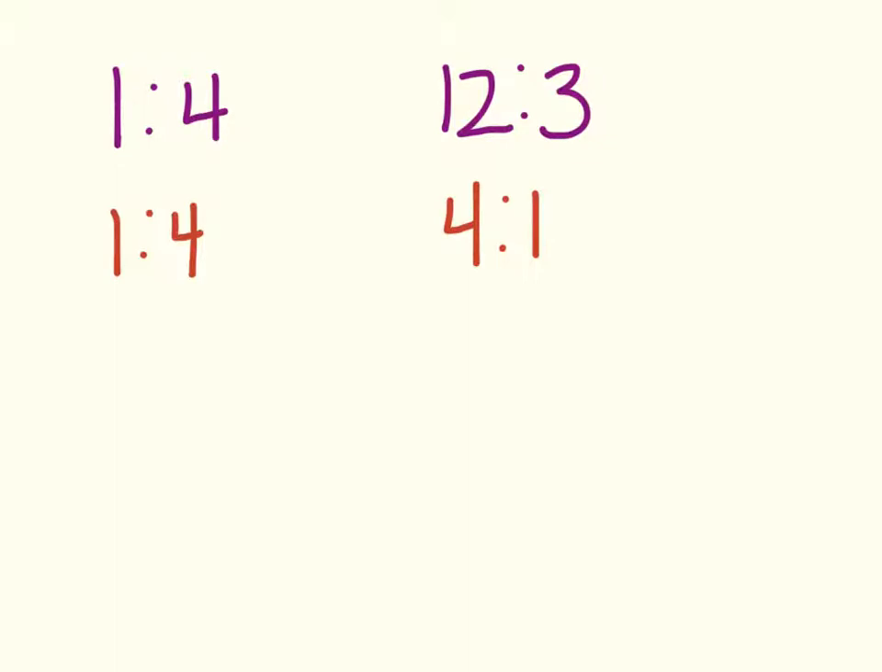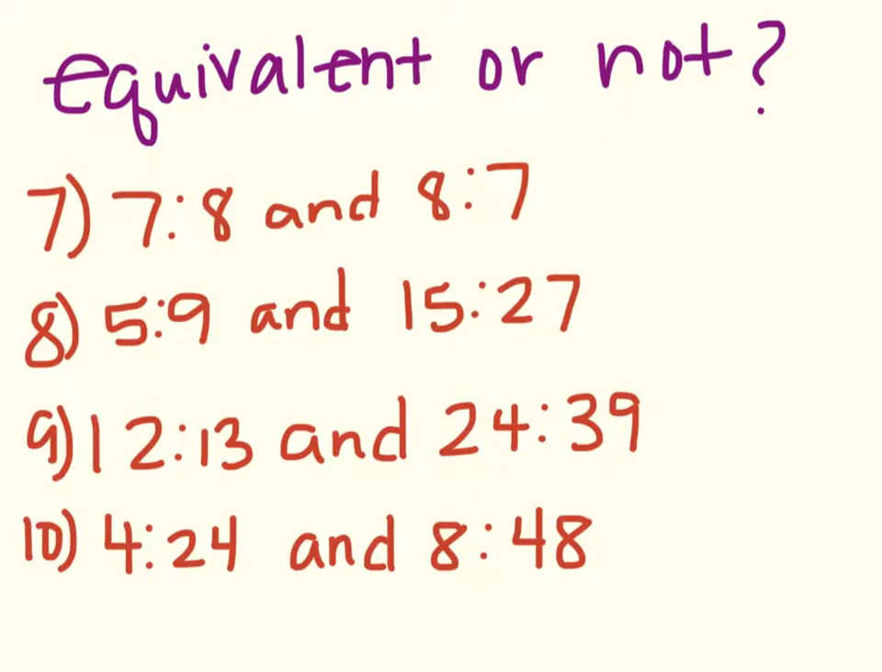Remember, if we were to write these in fraction form, they would look like this. When you do that, it's really easy to see that they are not the same quantity. So 1 to 4 and 12 to 3 are not equivalent ratios. We finish out part 1 with 4 final problems. For each pair of ratios, determine if they are equivalent or not. First, make sure you've written each ratio in its simplest form in your homework notebook, and then tell me if those ratios are equivalent or not equivalent.